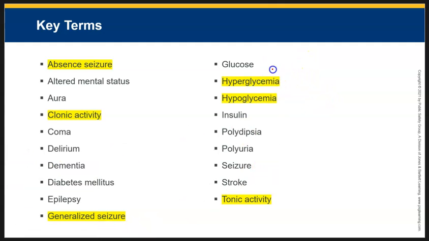We'll see the idea of hyper and hypoglycemia. Related to epilepsy, we'll see the ideas of clonic and tonic activity, and we'll talk about generalized and absence seizures.